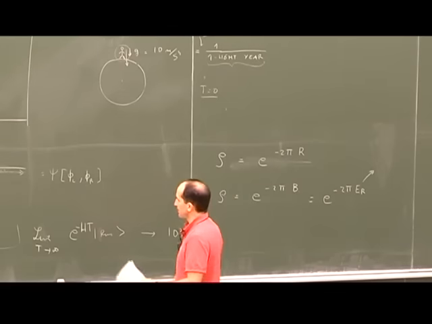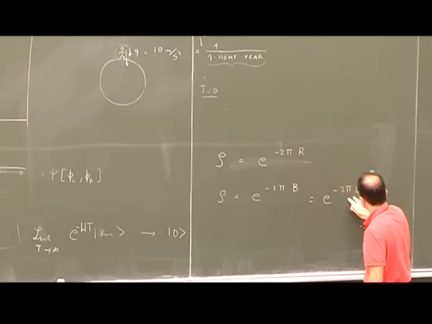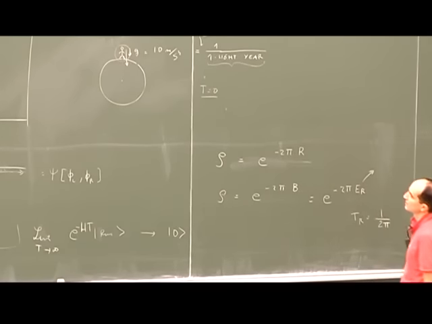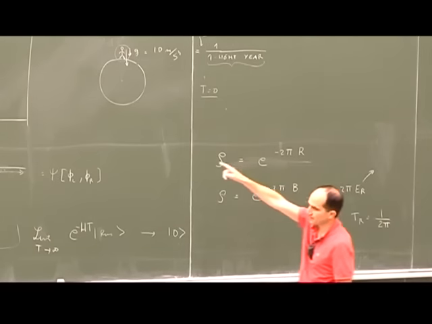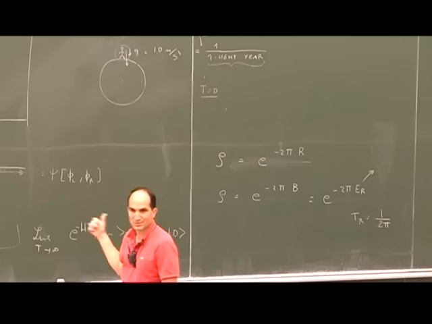So we got this explicit formula for the density matrix, which has the thermal form with the temperature T Rindler, which is 1 over 2 pi, which is the formula that we stated here, and I promised to you that we would see the derivation, and this was the derivation.